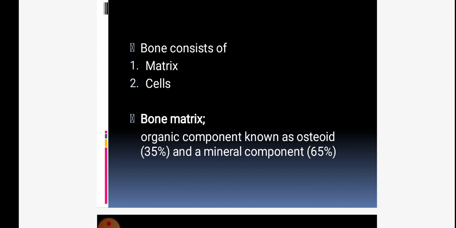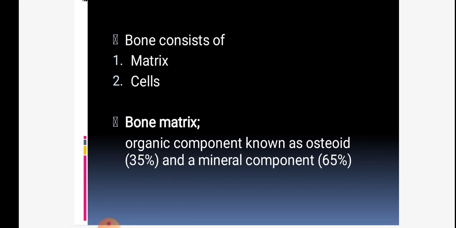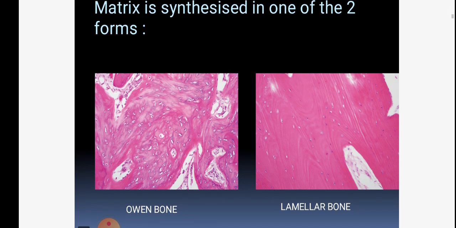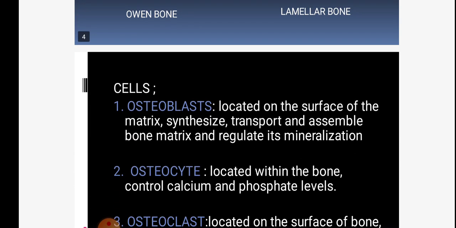So basically it consists of matrix and cells. Now what is this bone matrix made up of? The organic component known as osteoid, that is 35%, and a mineral component, that is 65%. Matrix is synthesized in one of two forms, the woven bone and the lamellar bone. Okay, this is how the matrix is.